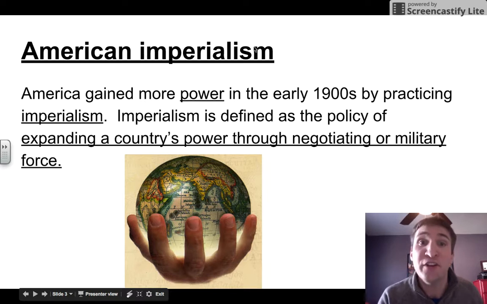American imperialism. America gained more power in the early 1900s by practicing imperialism. What is it? Imperialism is defined as the policy of expanding a country's power through negotiating or military force. And you learned about this I word in world history too.